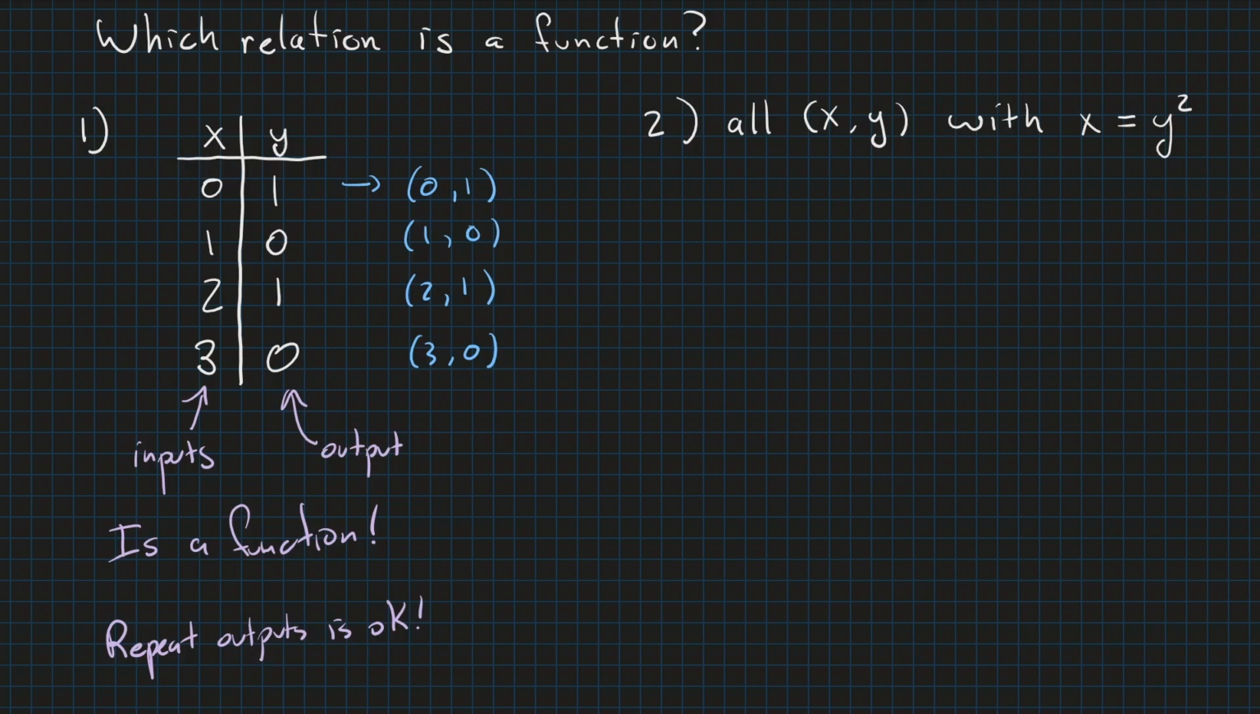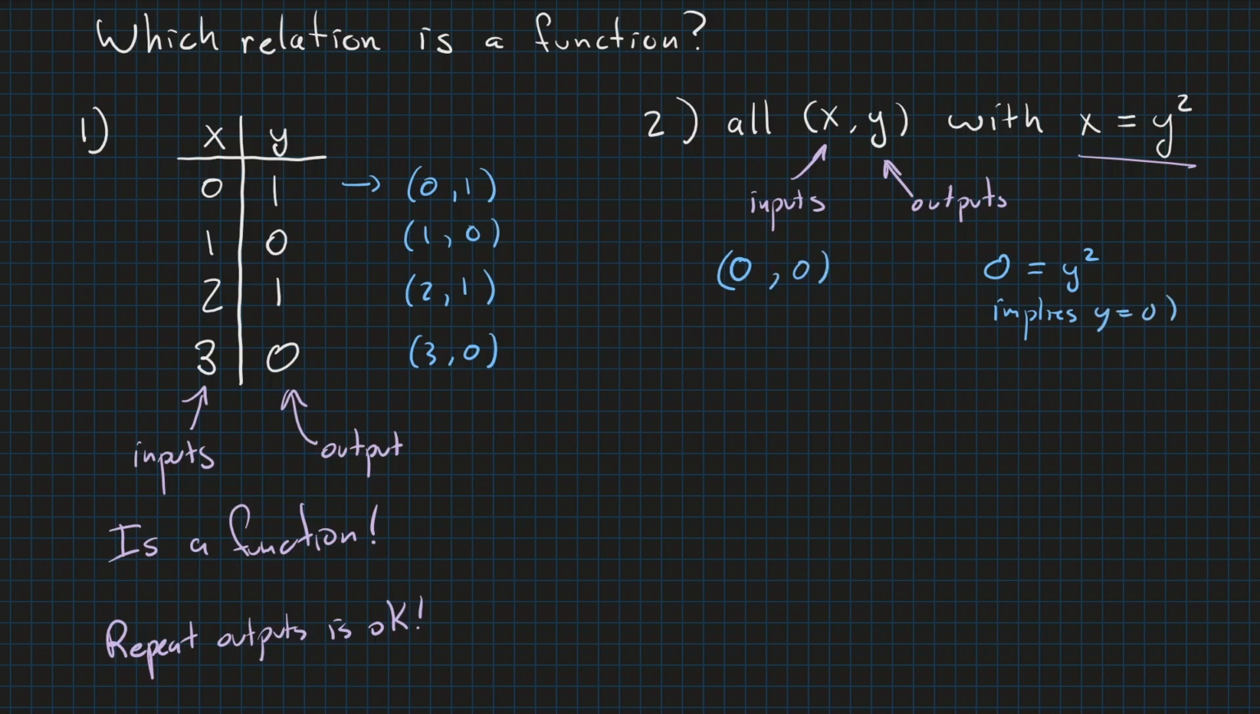Now taking a look at the second one, this one is defined as an equation. The x values, which again are our inputs, and our y values are our outputs. So what this relation is saying is that our input has to equal whatever our output is squared. So for instance, a simple one might be 0. If I put in 0, that means that our x is equal to 0. That is equal to y squared. So that implies y is equal to 0. So then we have our ordered pair 0, 0.